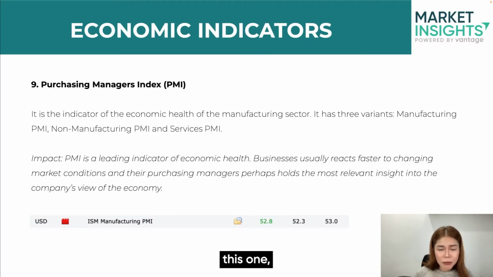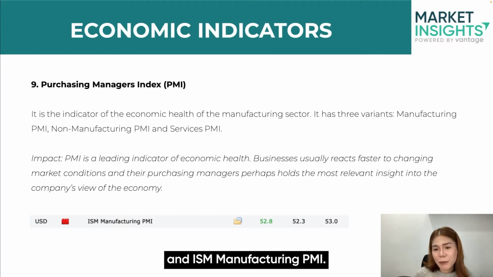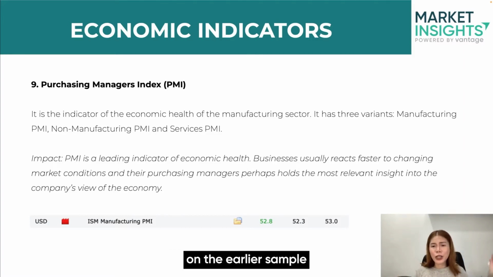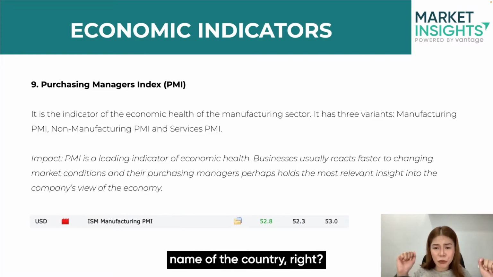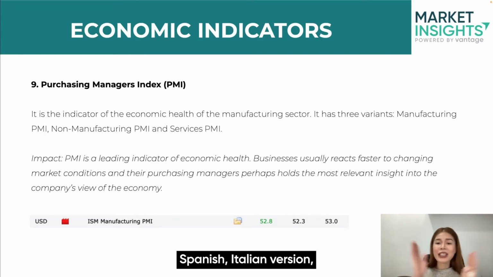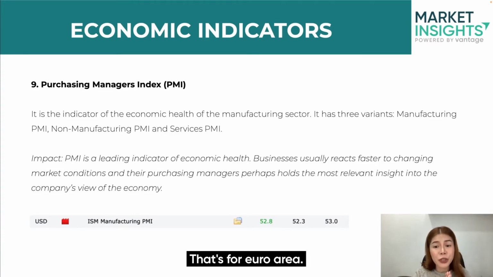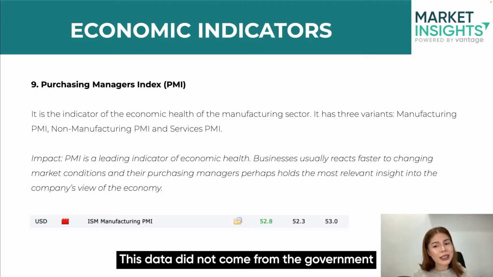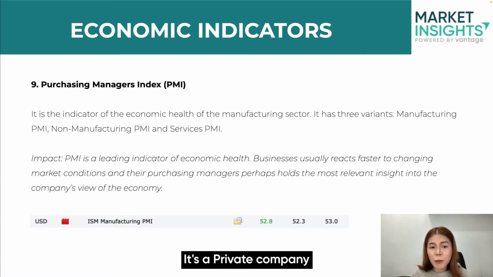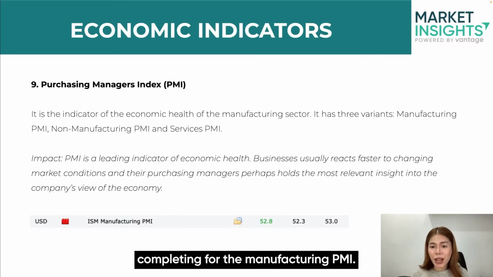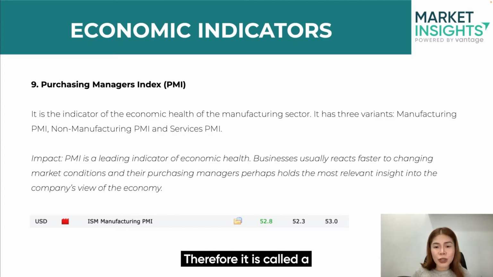For this one, this is an ISM manufacturing PMI. What is the difference? On the earlier sample, it shows you the name of the country, right? We have Spanish, Italian version, French version, German version. That's for the Euro area. For this example, ISM is a private company. This data did not come from the government or the central bank. It's a private company computing the manufacturing PMI. Therefore, it is called an ISM manufacturing PMI.